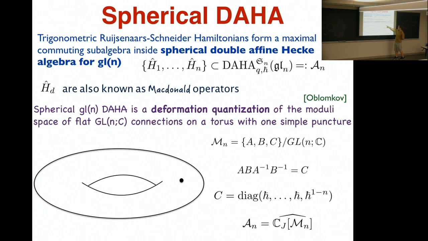You have matrices which satisfy the fundamental group relation on the torus, and then you assume that the h bar parameter, which you have over here, is the single non-trivial eigenvalue of the matrix C. So, as I was explaining to Giovanni before, you can diagonalize A, so the eigenvalues of A will be these equivariant parameters, and then you can ask what are the eigenvalues of B. It turns out that the eigenvalues of B will be exactly this TRS Hamiltonian. But there's more than that, right?